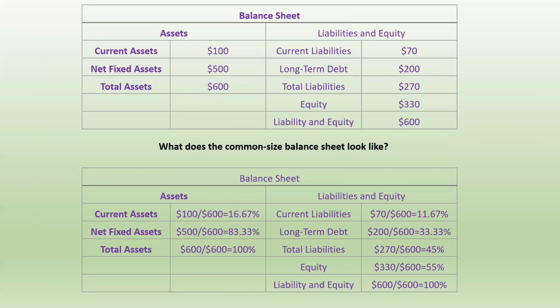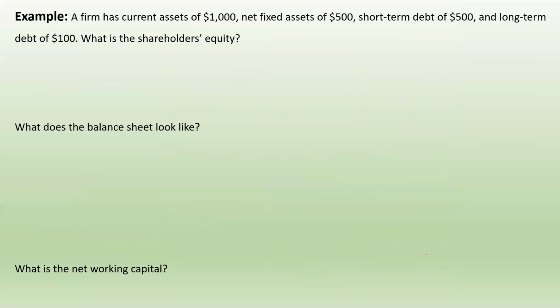Current liability accounts for 11.67% of the total assets. Long-term debt accounts for 33.33% of the total assets. So we found that the total liability accounts for 45% of the total assets, and total equity accounts for 55% of the total assets.